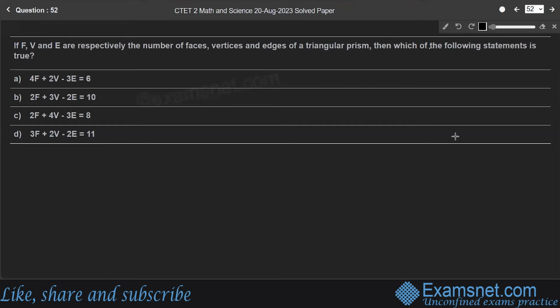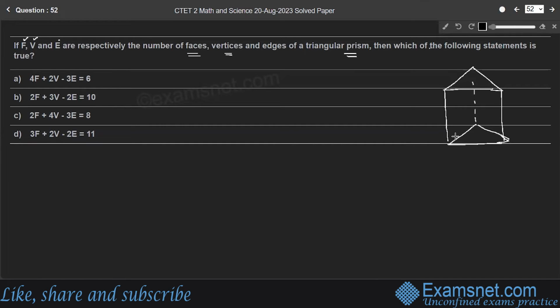Question 52. If F, V, and E are respectively the number of faces, vertices, and edges of a triangular prism, then which of the following statements is true? So students, we'll consider a triangular prism, like this. So this is a triangular prism.